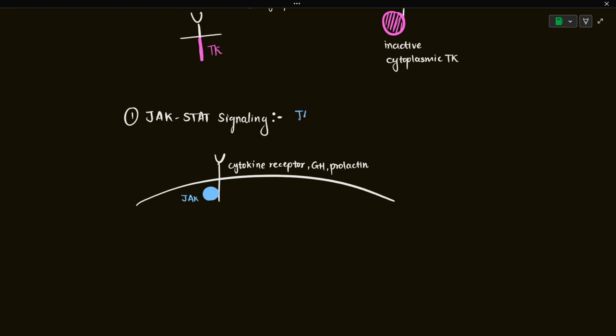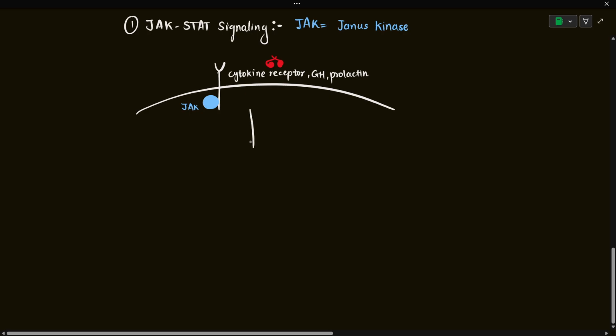Okay, so JAK is an enzyme known as Janus kinase. This is also a tyrosine kinase, which is going to phosphorylate tyrosine residues present on the intracellular domain of this receptor protein itself. Just like any other receptor tyrosine kinases, those cytokine receptors are also present in the dimerized form. So this is the cytokine receptor, and when the cytokine binds to the receptor protein, it results in the dimerization of the receptor.